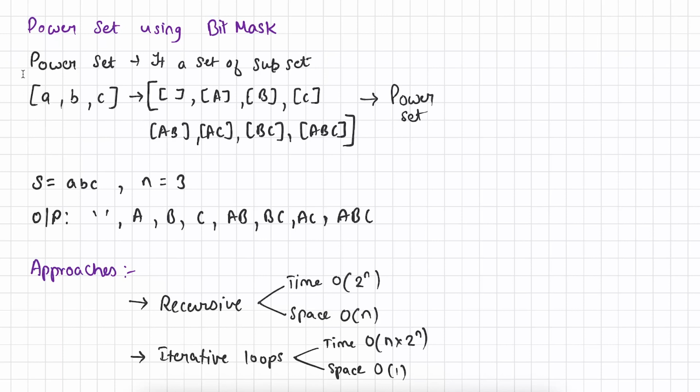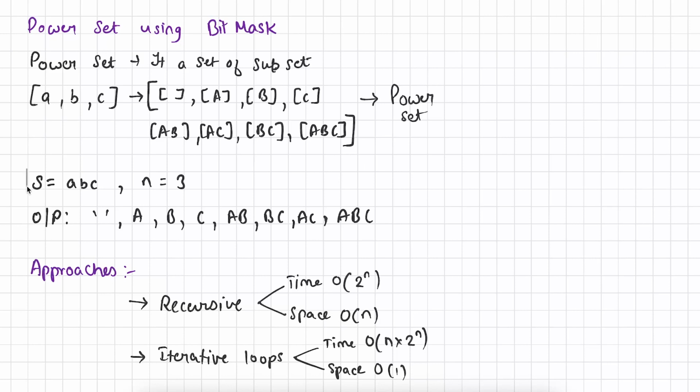So let's say you have a set of 3 characters, then how many subsets are there? The first subset is a blank set, then one subset is A, one is B, one is C, one is AB, one is AC, one is BC and one is ABC. And if we put all the subsets in a set, then we call it the power set.